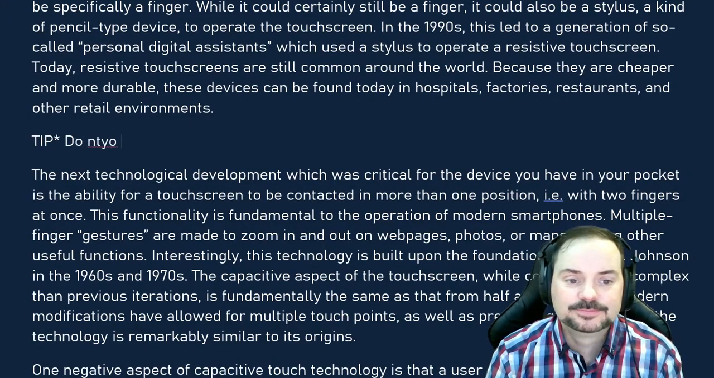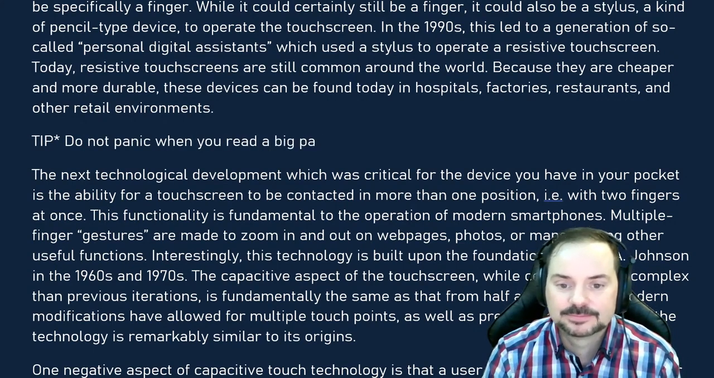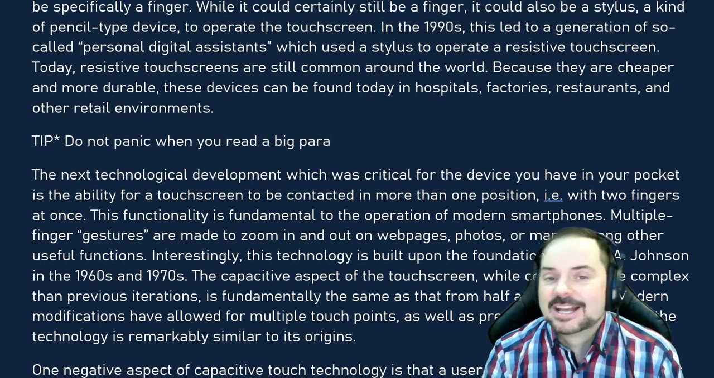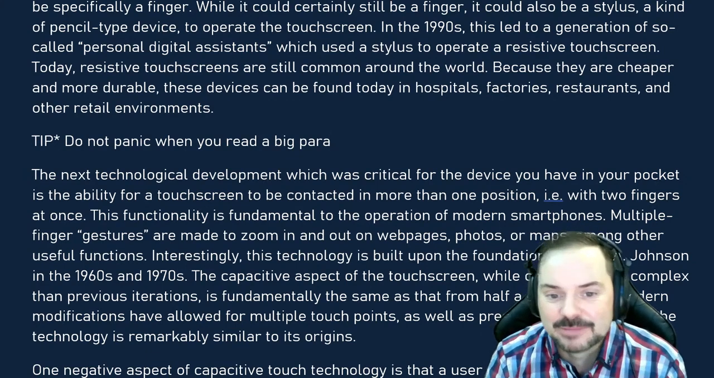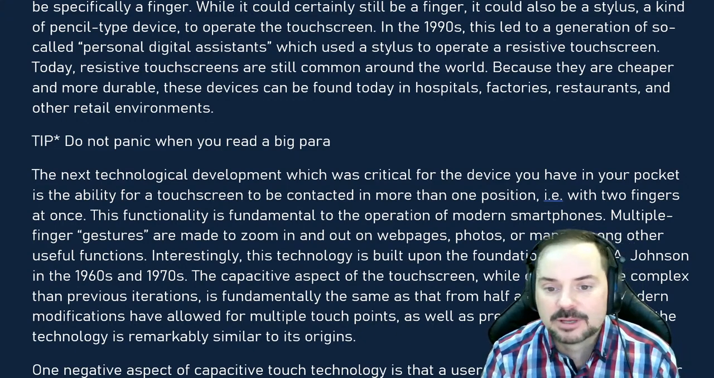Do not panic when you read a big paragraph with lots of information. There's usually one of these, at least in the test, by the way. Every IELTS that I've seen has at least one passage with one massive paragraph with lots of information. And you have to keep your cool. Don't panic, okay? So do not panic when you read a big paragraph.